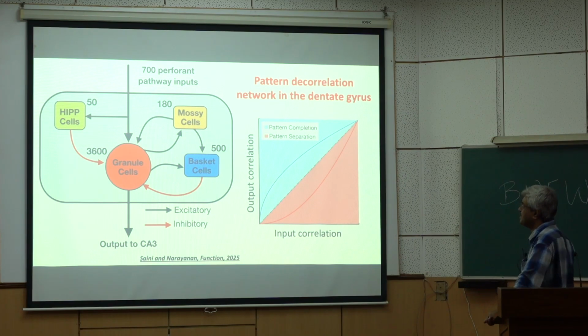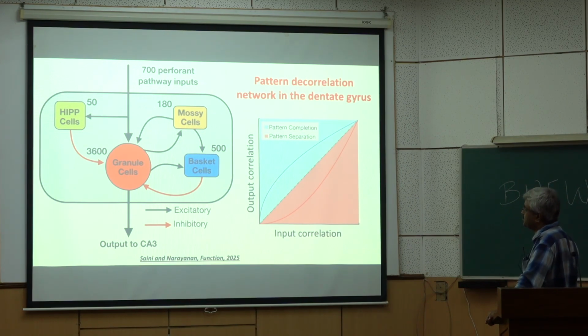Right. So in this case, what Sarang did, this is a much larger network, and it mimics the circuitry of the DG, the dentate gyrus itself. So you have 3,600 granule cells, 180 mossy cells, 500 basket cells, and 50 hip cells, and that's the connectivity that is known in terms of what is there in the DG circuit. And you have excitatory and inhibitory connections. So these are inhibitory cells, and the others are excitatory cells. So therefore, there are excitatory and inhibitory connections that are present.